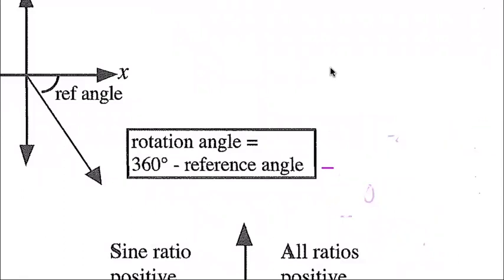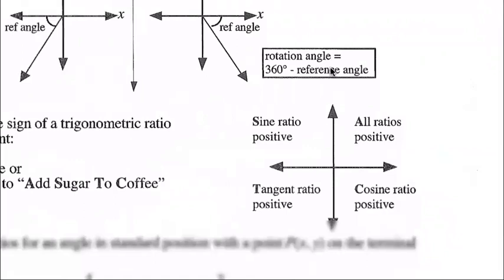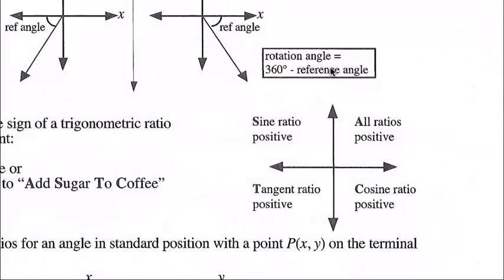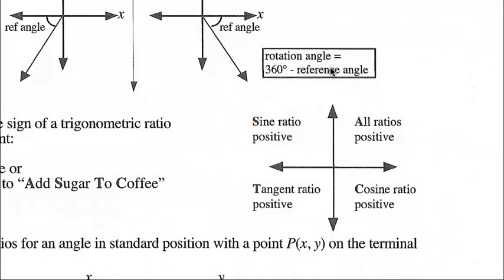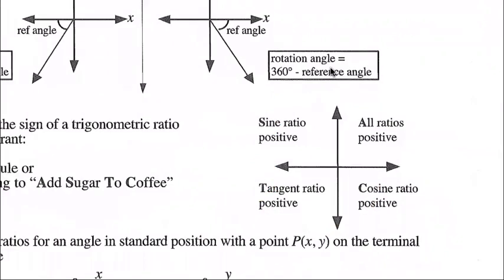We also learned about the CAST rule. This tells us all the positive values for our trig ratios, right? CAST, or you could use the other one, add sugar to coffee, either or, whichever one works best for you.